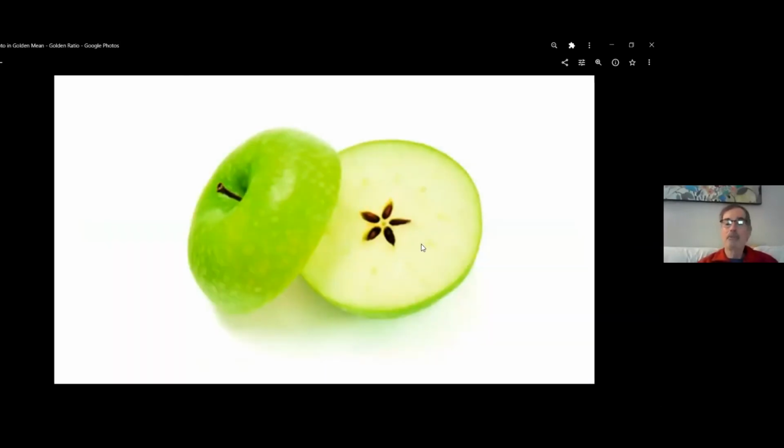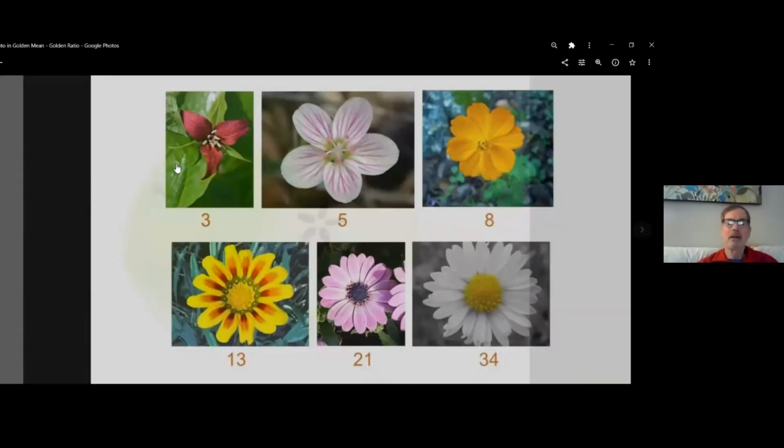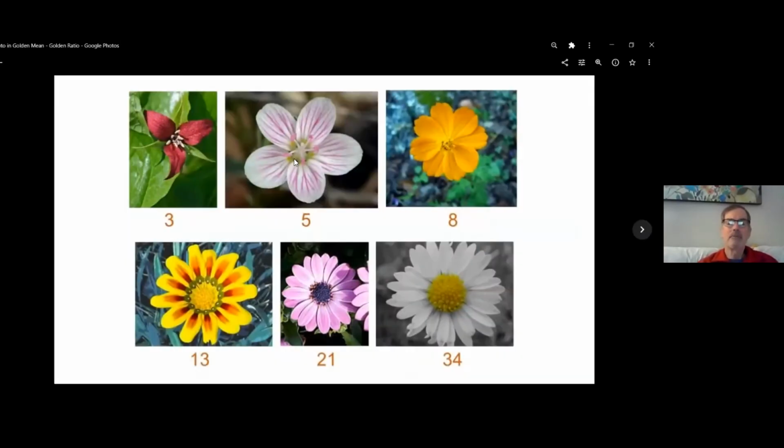Those first numbers, remember, were 3, 5, 8, and 13. These numbers show up a lot. Here are 5 seeds in an apple. These are petals on flowers: 3 here, 5, 8. Now, this isn't all petals. It isn't exactly right, but it is extremely common, unbelievably so.